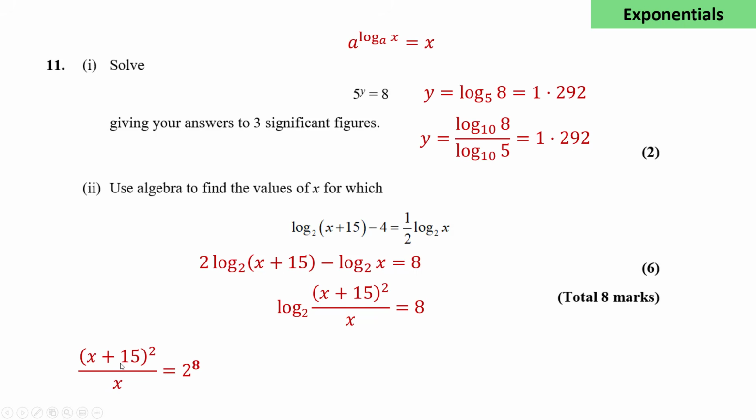That tells us that x plus 15 squared over x must be 2 to the power of 8. That gives us a quadratic in x, which we can solve by factorisation and get solutions of x equals 1 or x equals 225.